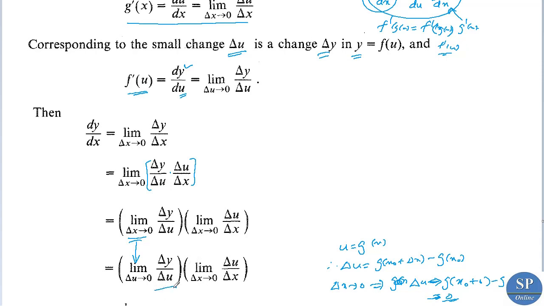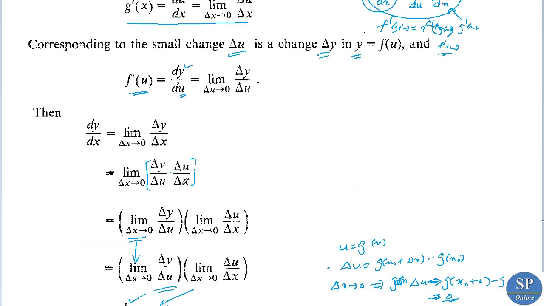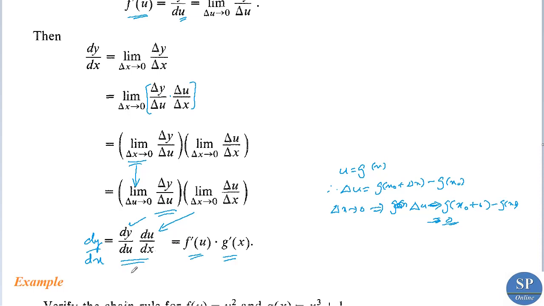Now we know this is nothing but y dash of u or dy by du, and this is by definition du by dx. So dy by du into du by dx, or f dash of u into g dash of x. Therefore dy by dx is equal to dy by du into du by dx, or dy by dx is f dash of g of x into g dash of x, which is f dash of u into g dash of x, where u equals g of x and y equals f of u. Okay, so this is the chain rule.